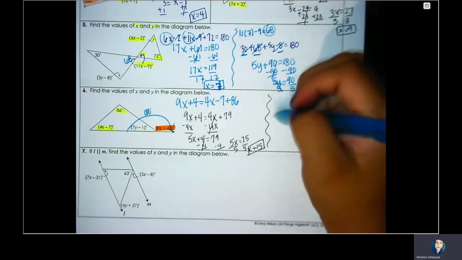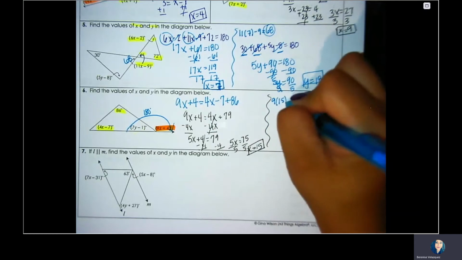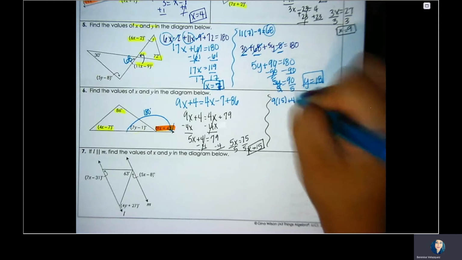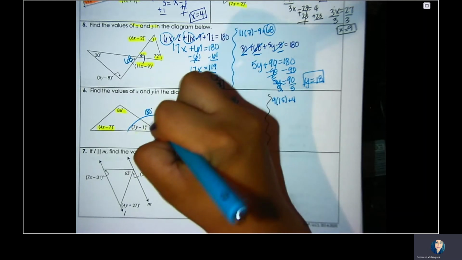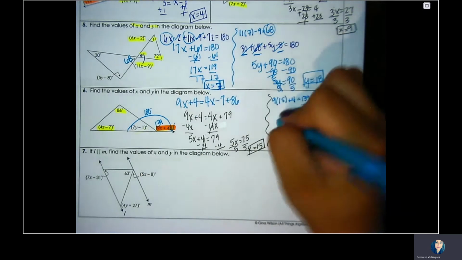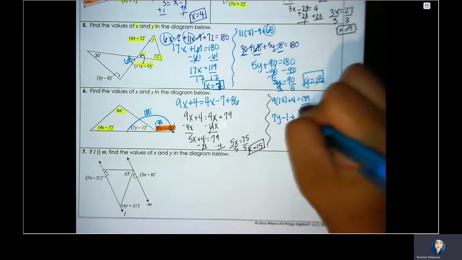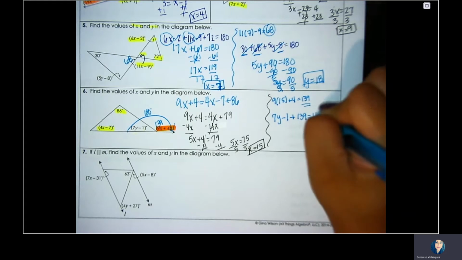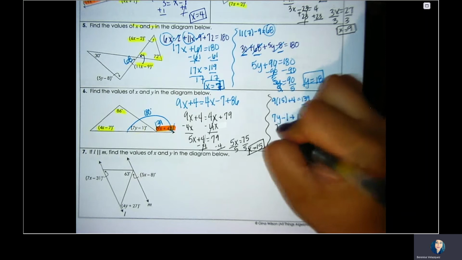Okay. So first thing I'm going to do is plug it into the orange piece. So 9 parentheses 15 plus 4. 9 times 15 plus 4 is going to give me 139 degrees. So now that I know that that's 139, I can set up my problem. 7y minus 1 plus the 139 is equal to 180. Now that I have that, I can solve my problem.